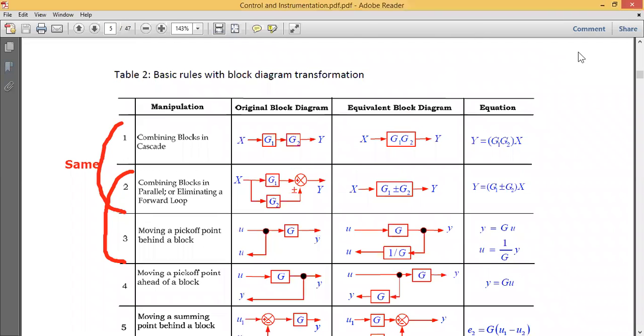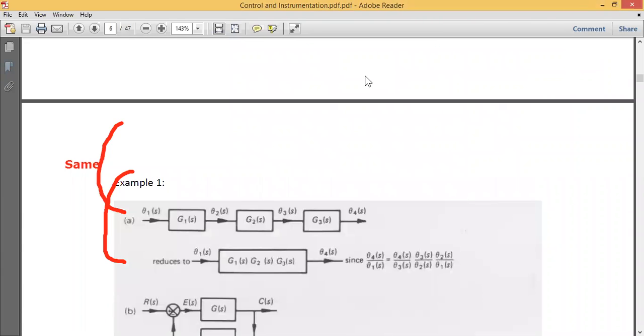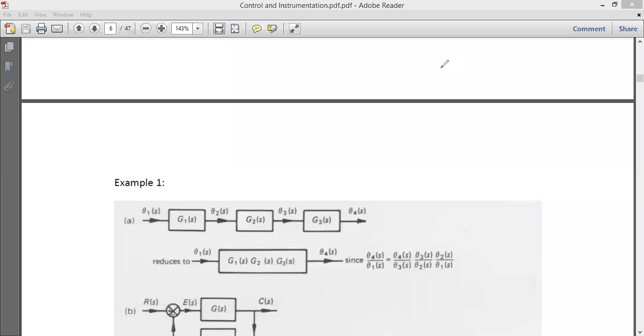so that we can reduce the whole block diagram and find the only one transfer function at the last of our problem. Okay, fine.